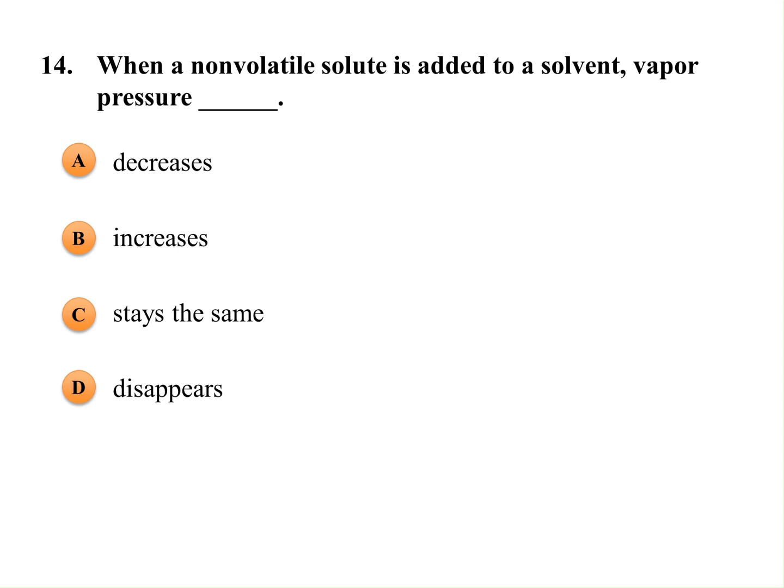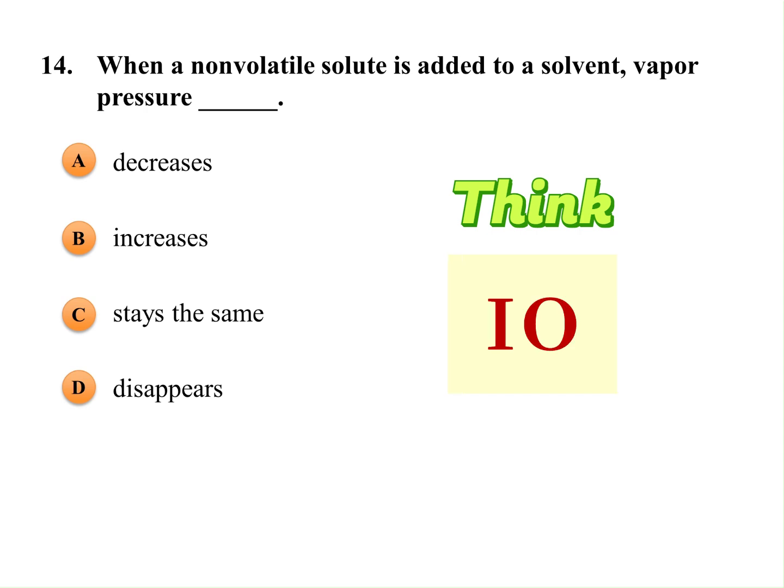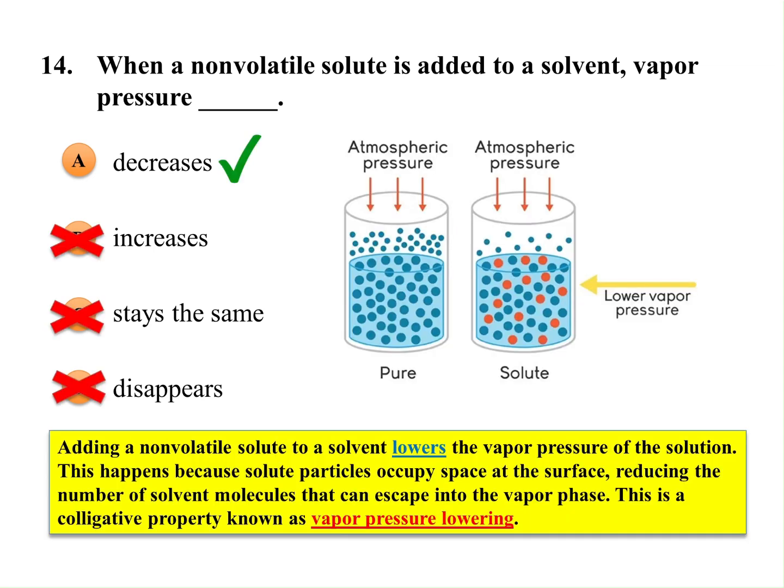When a non-volatile solute is added to a solvent, vapor pressure... The correct answer is A, decreases, because the solute particles occupy space at the surface, reducing the number of solvent molecules that can escape into the vapor phase. And this is a colligative property known as vapor pressure lowering.